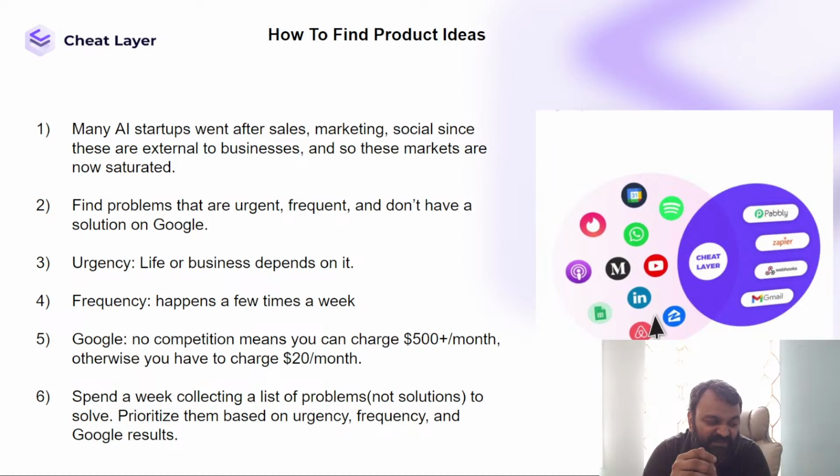Urgency means basically that your life or your business depends on it. With Cheat Layer, we were helping people who were literally homeless. Their business had been lost. They needed us. If you build something that solves a problem so fundamentally needed, people will be willing to work with an MVP and pay.